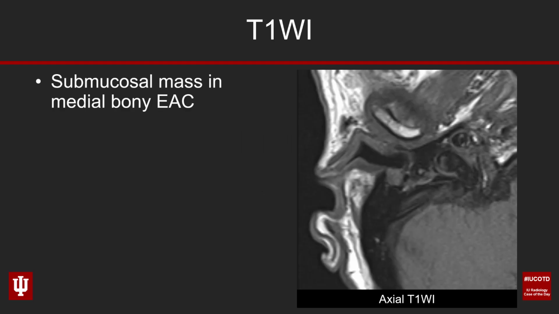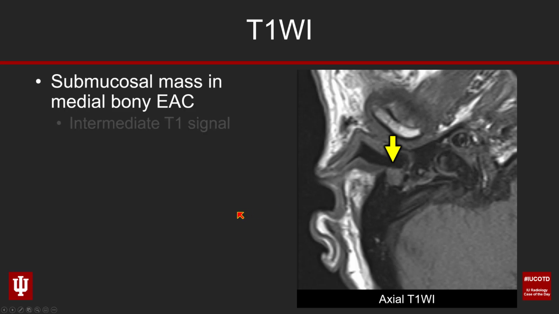All right, so as we take a look at our axial T1 weighted image, what should become readily apparent is we have a submucosal mass that's located in the medial bony external auditory canal, denoted here by this yellow arrow. Now we're down low in the EAC. You can see we're at the level where we're seeing the mandibular condyle. We're down in the infrazygomatic masticator space and carotid space. We know we're down low in the external auditory canal.